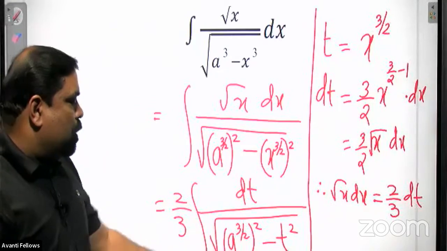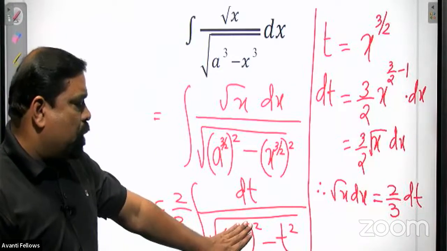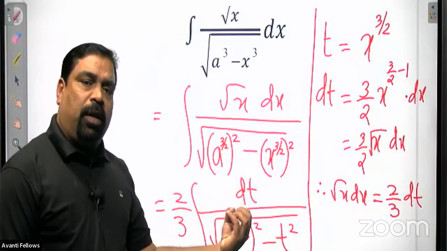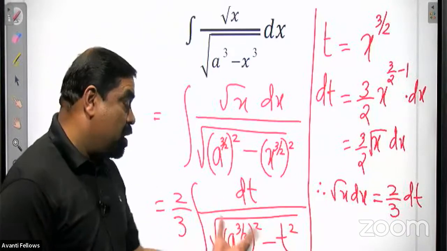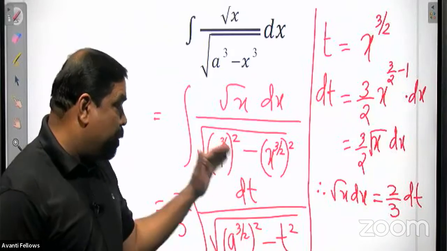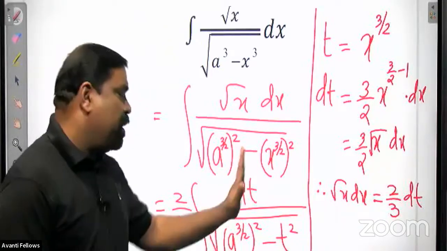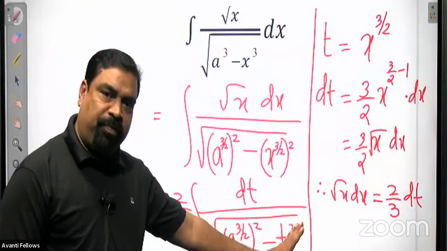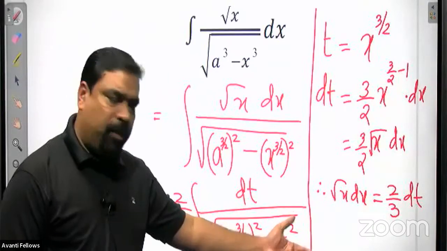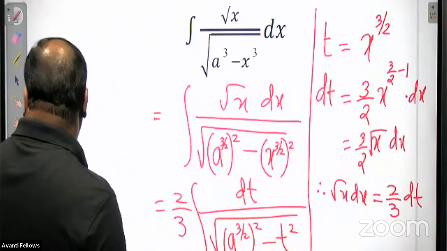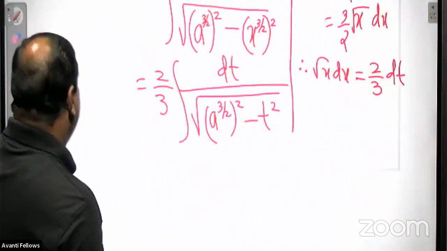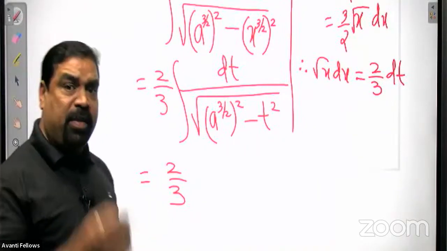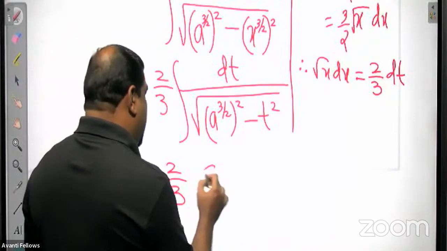Now you see, a raised to 3 by 2 is a constant. So this integral now reduces to one of the standard integrals, 1 by root of a square minus x square form. So you know the formula, apply the formula. 2 by 3 into 1 by root of a square minus x square, that is sine inverse.